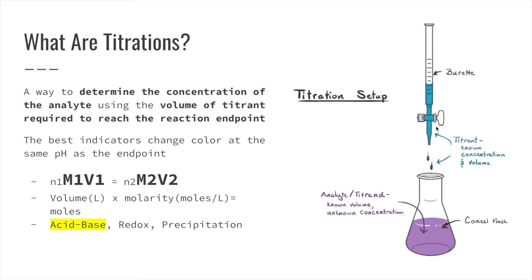When we talk about titration curves, note that the endpoint of this reaction is the equivalence point on the curve. We know when the endpoint happens by adding an indicator into the analyte, which changes color when the reaction is complete. Find an indicator with a pKa as close to the pH of the equivalence point as possible. In other words, the best indicators change color at the same pH as the endpoint.